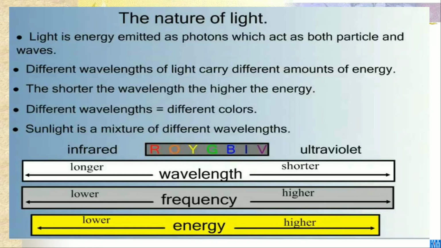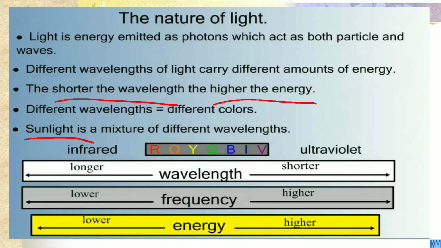Light is energy emitted as photons, which act as both particles and waves. Different wavelengths of light carry different amounts of energy. The shorter wavelength has higher energy and the longer wavelength has low energy. Different wavelengths are equal to different colors. Sunlight is a mixture of different wavelengths.